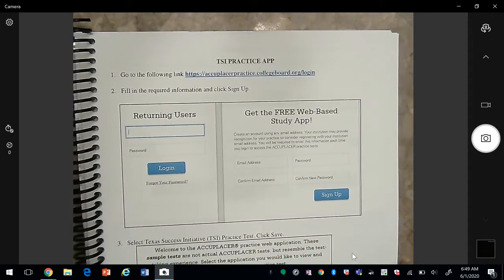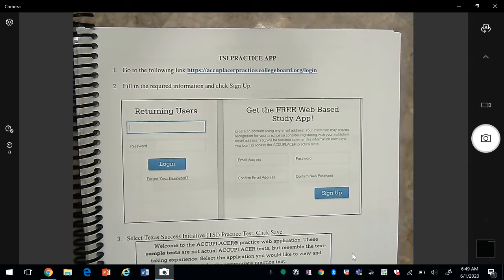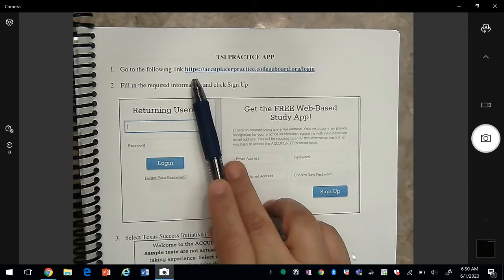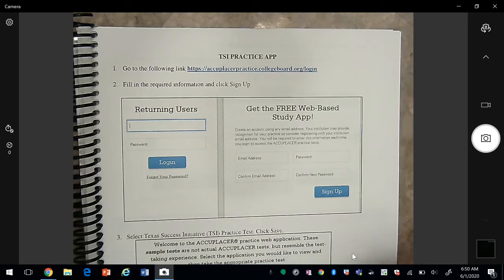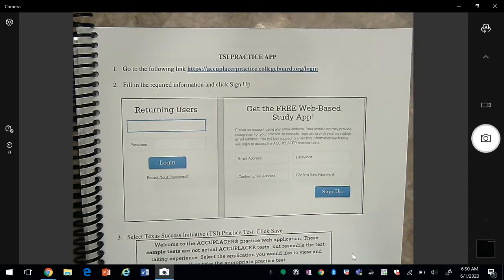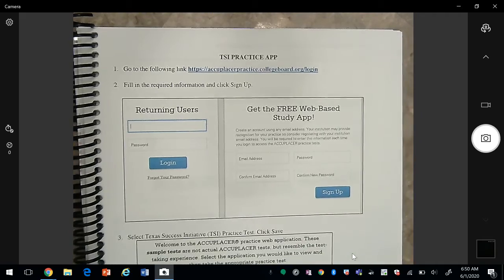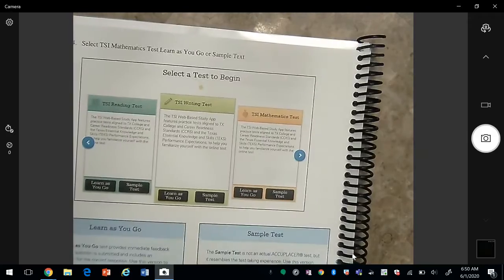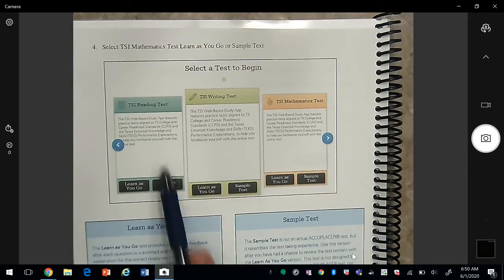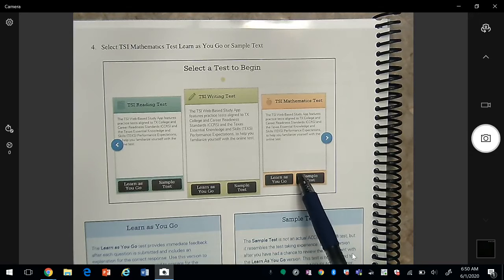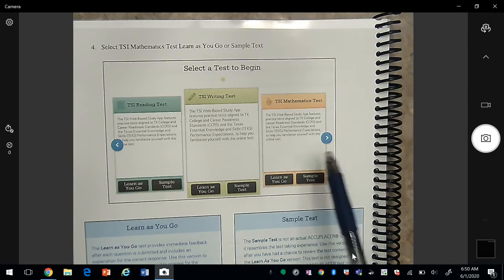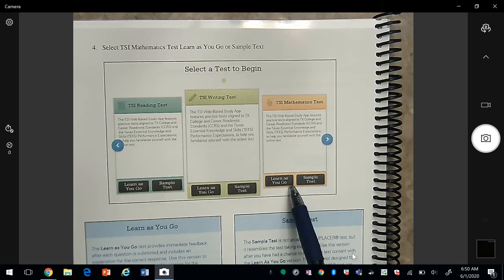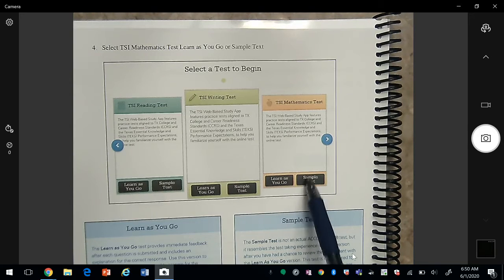The first thing that I want to go over is this TSI Practice App. It's a free app. If you go to this website and sign up, you'll be able to practice problems that will help you to improve your grade as well. It gives you 3 options: reading, writing, and math. Once you go into the math, you'll have some more options: a pre-calculus and an intermediate level. You want to practice mainly in the intermediate level and then also some of the pre-calculus level.